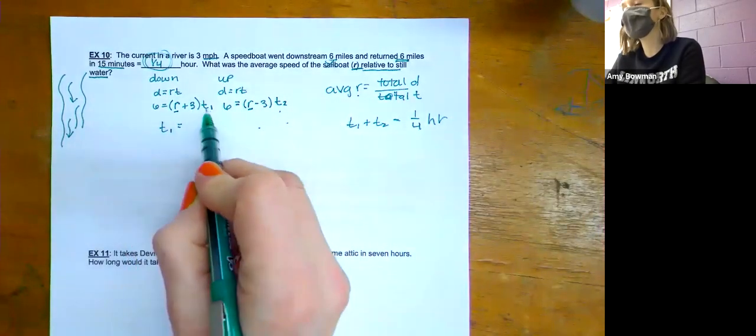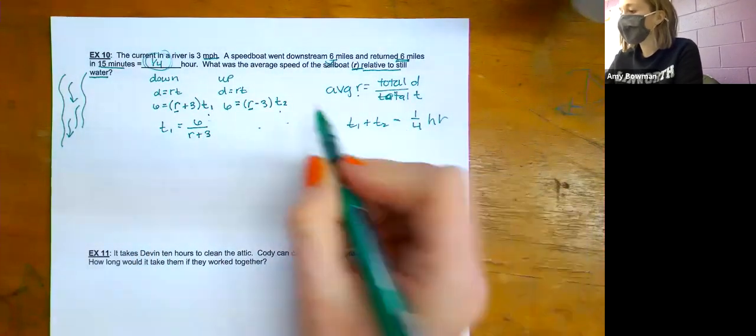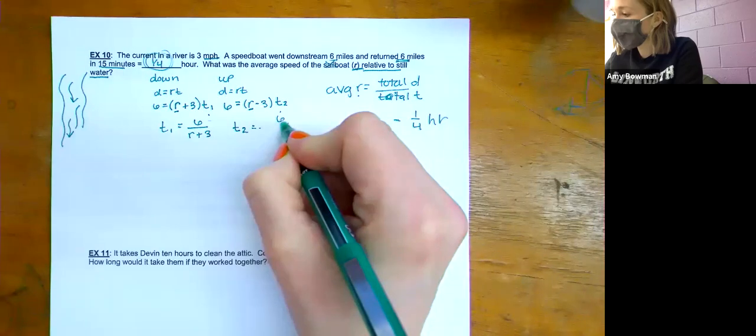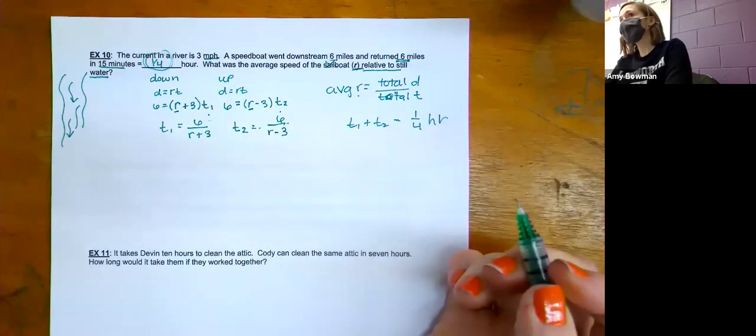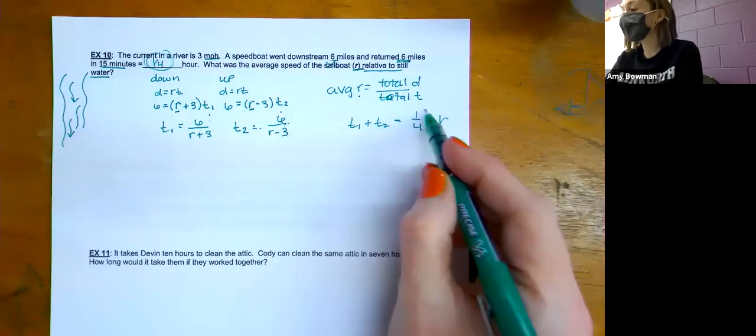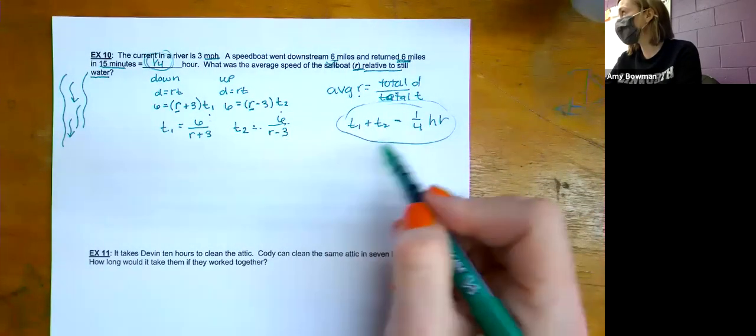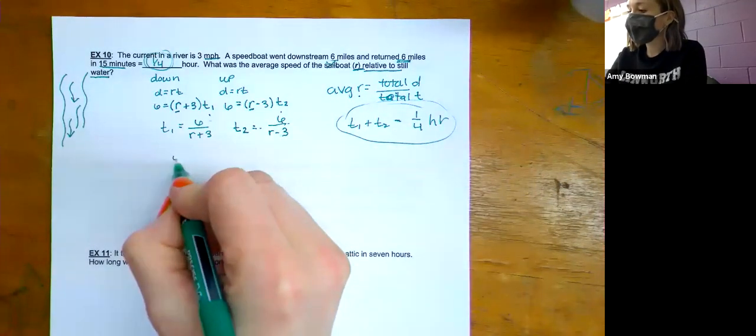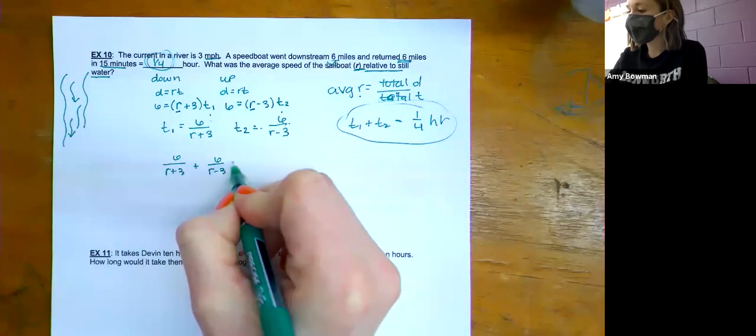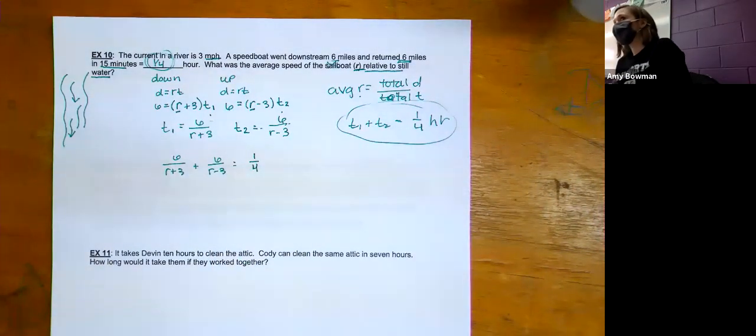Divide both sides of my first equation by R+3, and we get T1 is 6 over R+3. T2 is 6 over R-3. So just from our distance, rate, and time equations, solve for T1 and T2, and then, the fact that we know their total time is 1/4 of an hour, we can just plug those fractions into T1 and T2. So that'll be 6 over R+3 plus 6 over R-3 equals 1/4, for 1/4 of an hour.